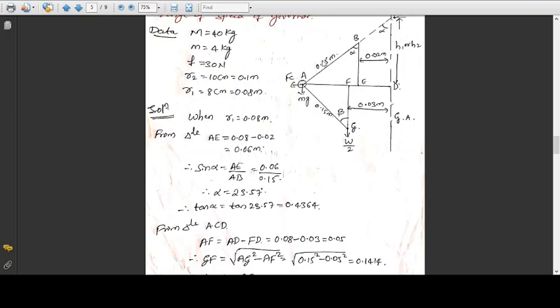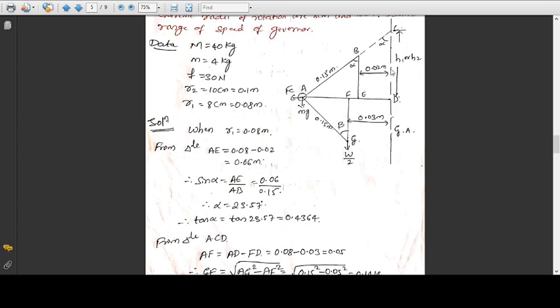Now from the triangle ABE we can write the equation for sine alpha. This is the alpha angle. Sine alpha is given by opposite by hypotenuse. Here the opposite side is AE and the hypotenuse is AB. So sine alpha equal to AE by AB, and we know the value of AE and AB. By substituting you will get alpha as 23.57 degree, and we need to calculate tan alpha. By substituting alpha as 23.57, you will get tan alpha as 0.4364.